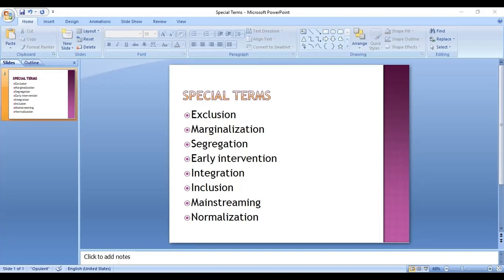Now these two, see, integration is the... Can you see the difference between segregation and integration? In integration, we have these special children included into the society. This society is a circle where we have included them, integrated them into the society. But even after integration, we'll follow different techniques, individualized instruction, and we will take care of them.